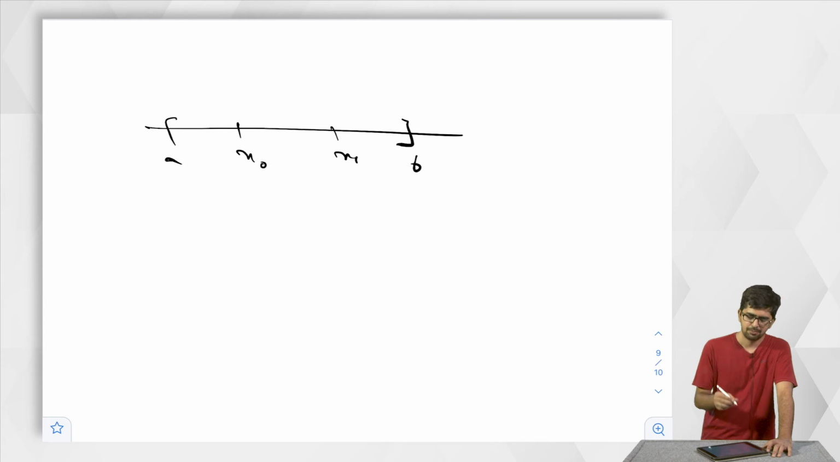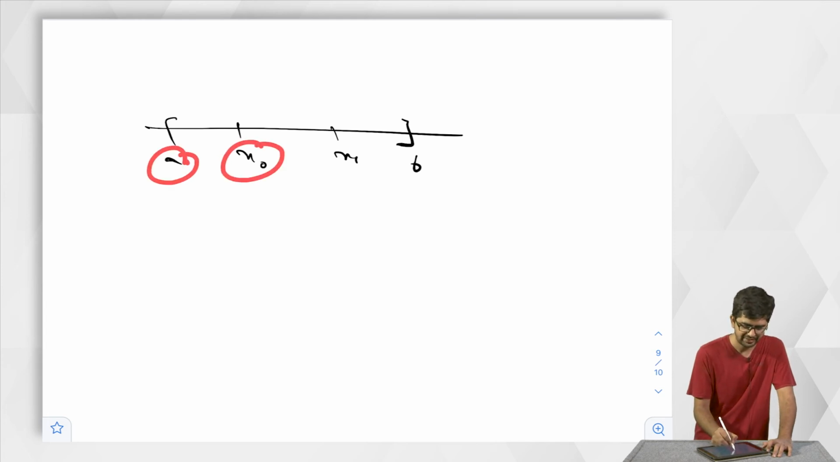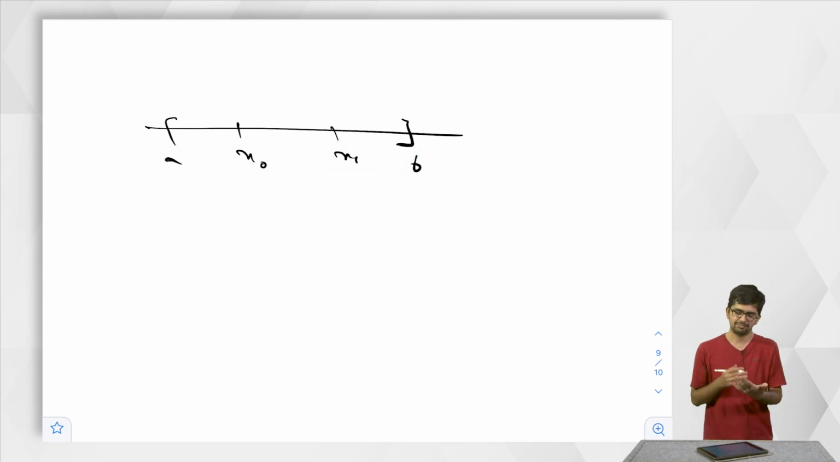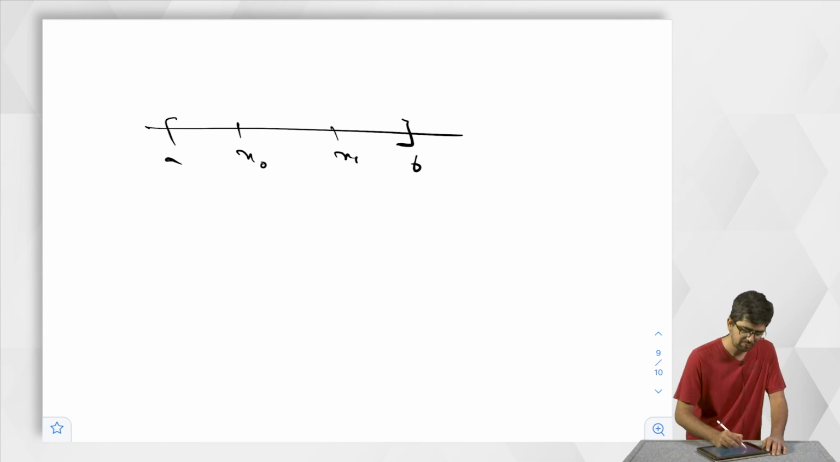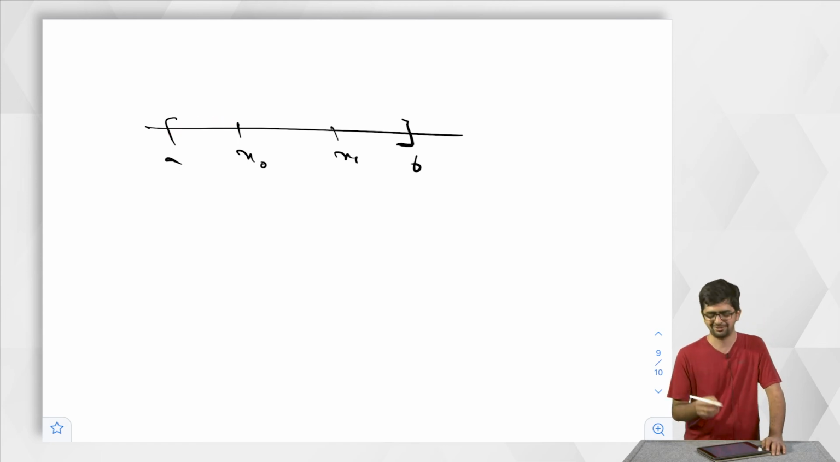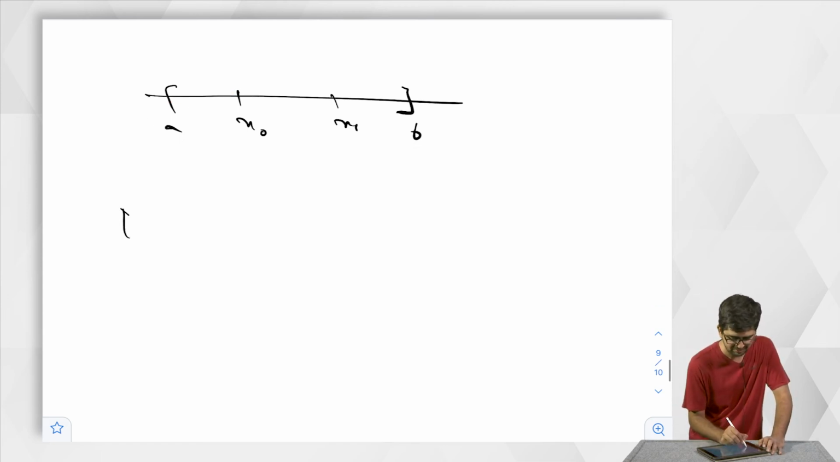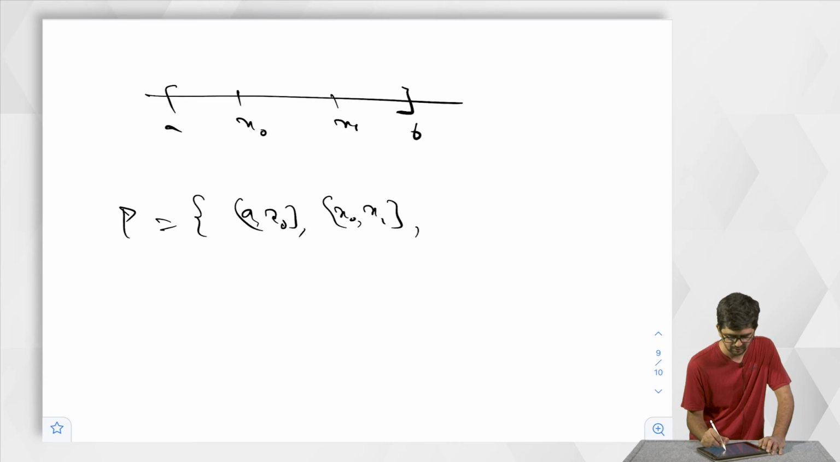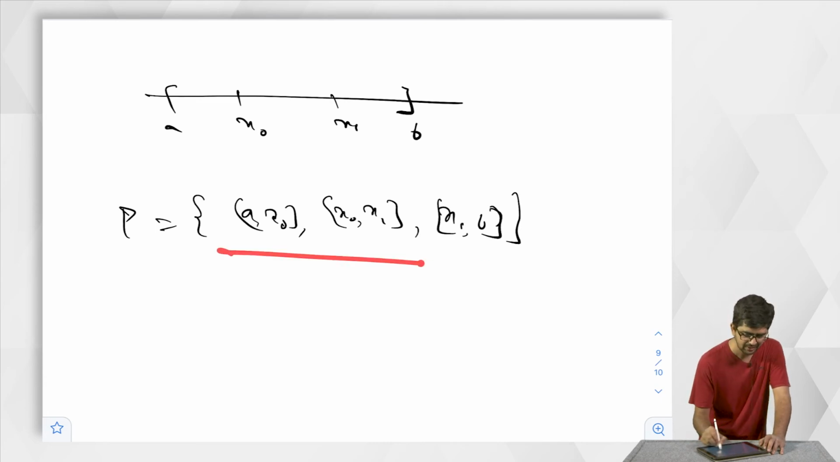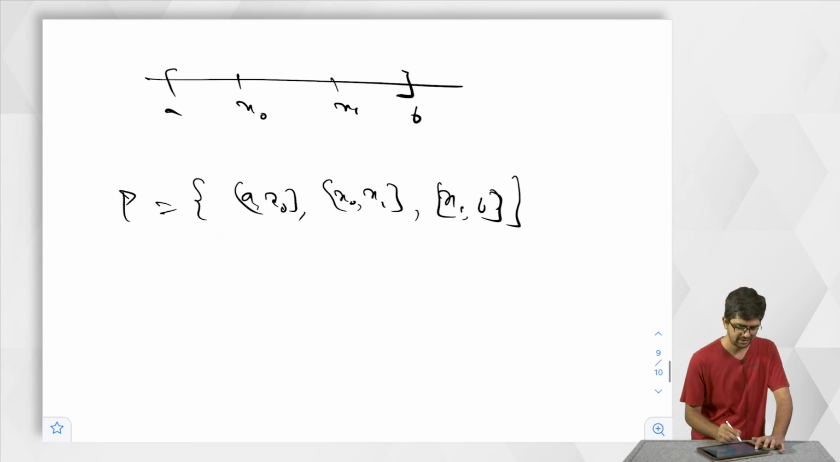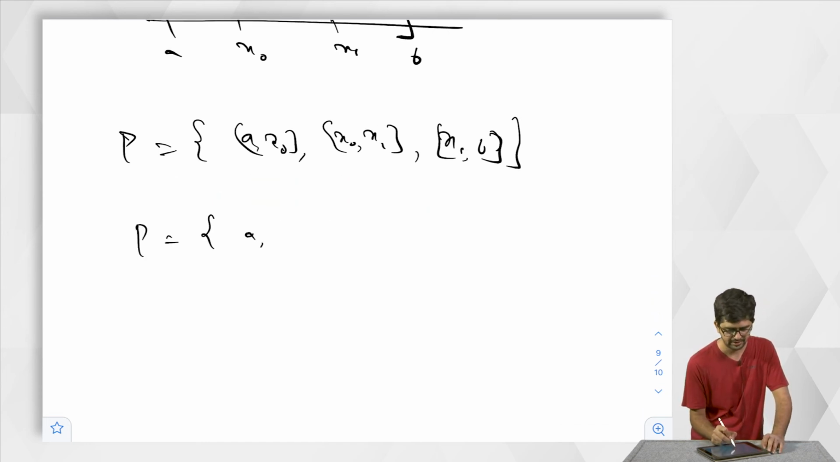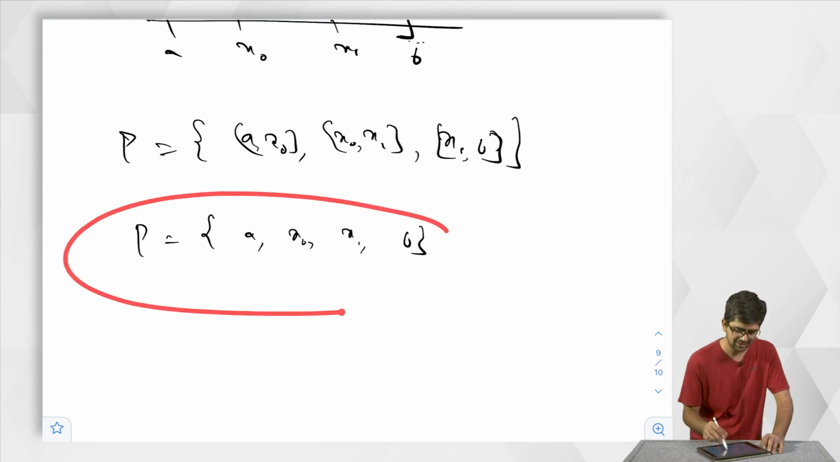So, for some people partition is just the set {A, x0, x1, B}. Some people call partition means they also want to specify the intervals, though it is only if you want to be more careful that you should specify this. So, partition P is equal to the intervals [A, x0], [x0, x1], [x1, B]. Some people want to write down partition in this way, some people want to write down partition just as a set {A, x0, x1, B}, but these two give the same description.